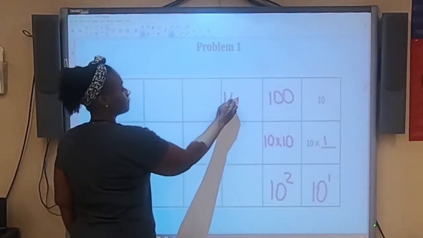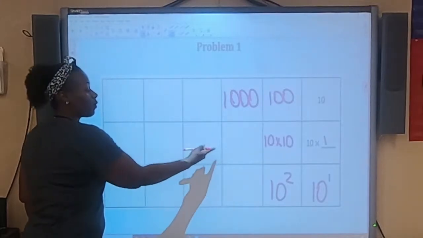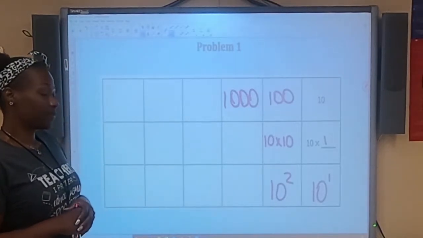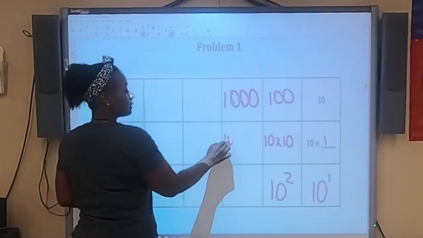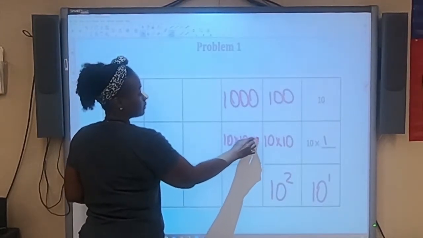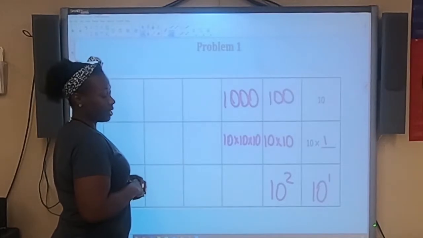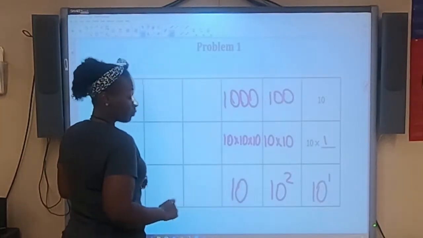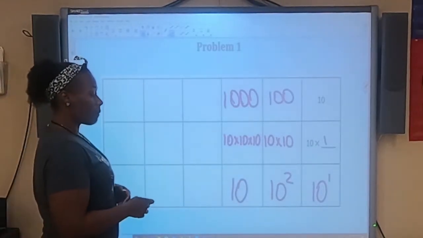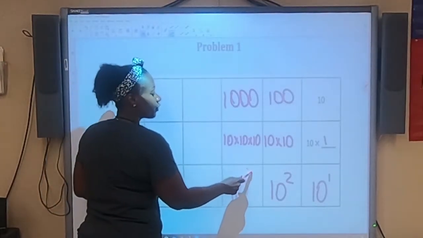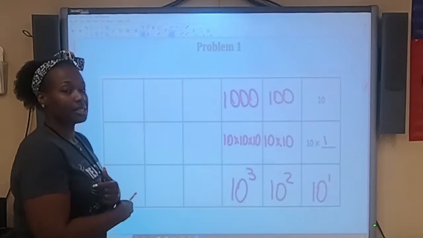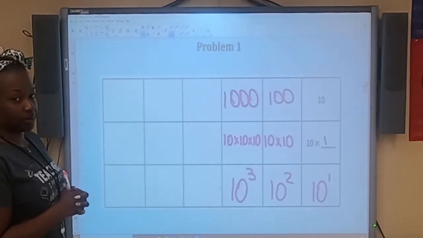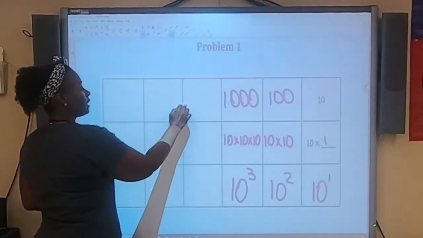Let's move to 1,000. I want a multiplication sentence only using tens that equal 1,000. Hopefully you said 10 times 10 times 10. Our exponential form would be, my base number is 10, because we're working with powers of 10, and my exponent would be 3. I'm hoping you're starting to see what tells me what my exponent is. There's something that clearly tells me my exponent. Now let's go to 10,000.